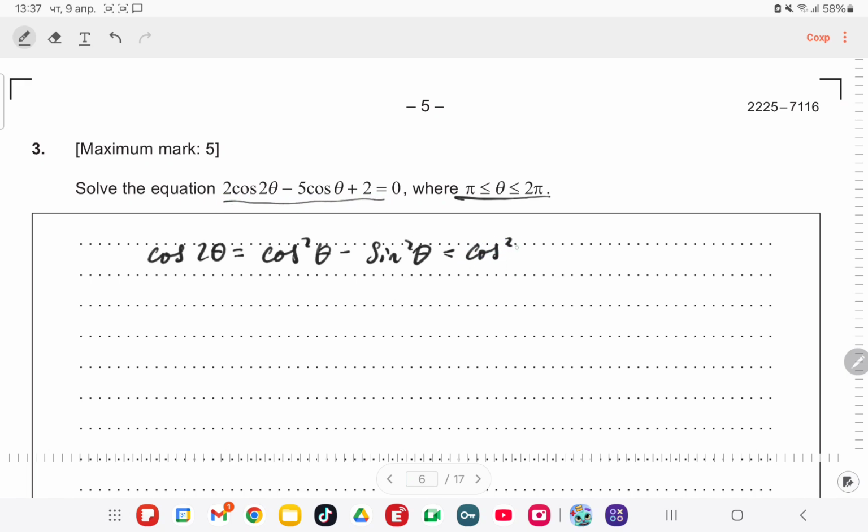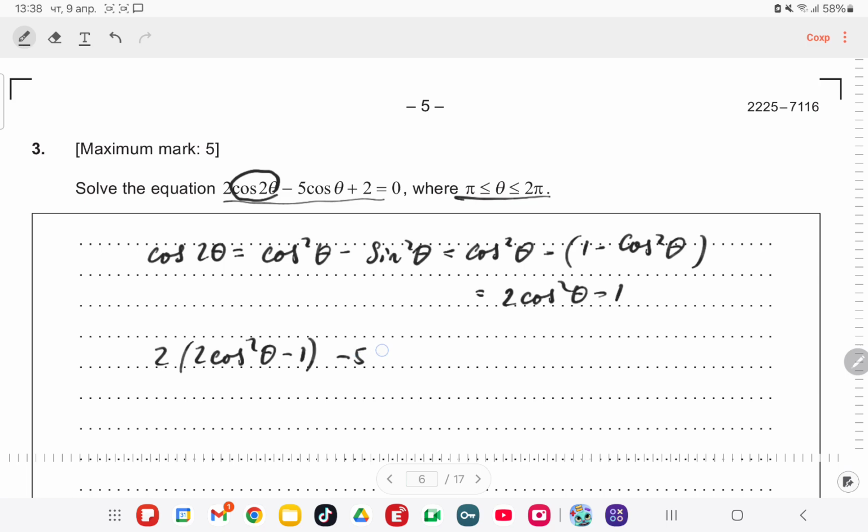So cosine squared theta, subtract 1 minus cosine squared theta. After simplification we will get 2 cosine squared theta minus 1. Okay, let's now plug this expression here: 2 cosine squared theta minus 1, minus 5 cosine theta, plus 2.